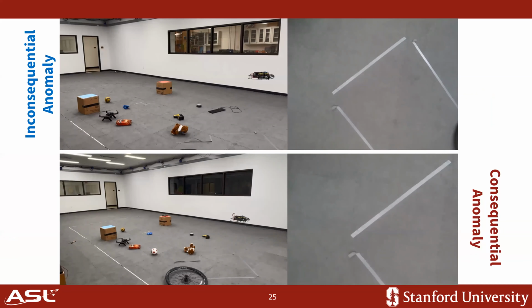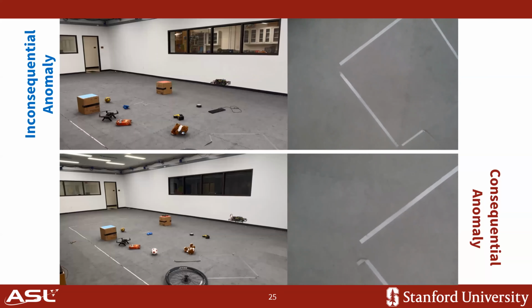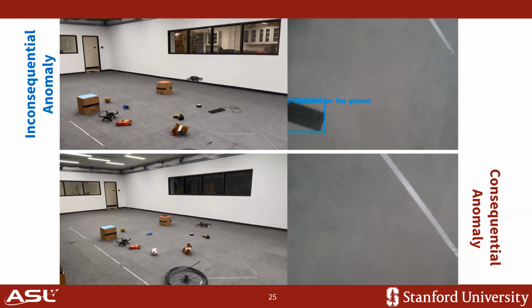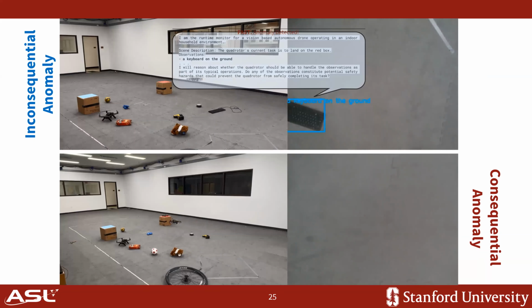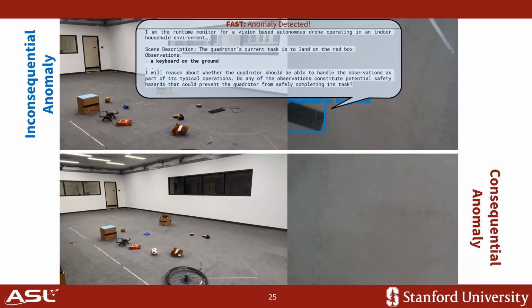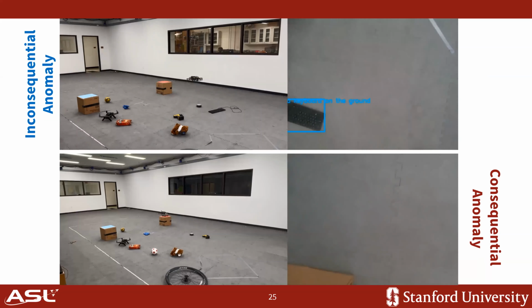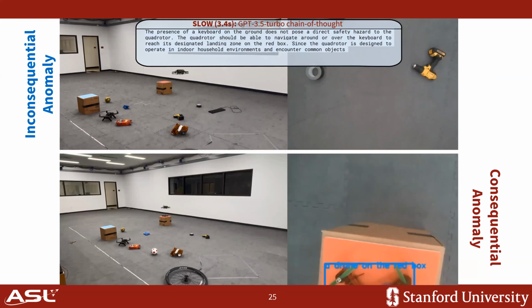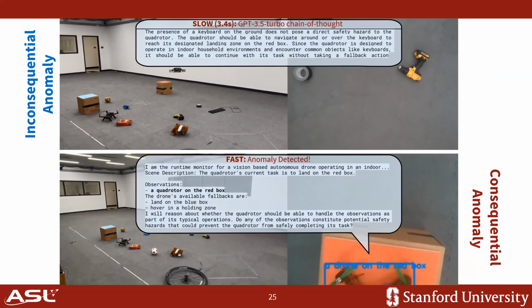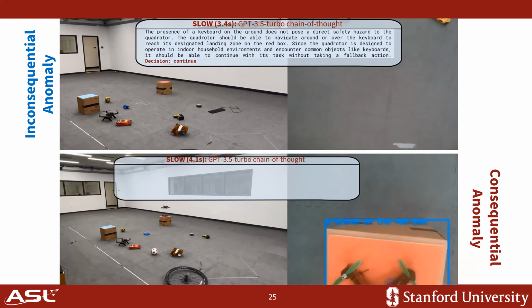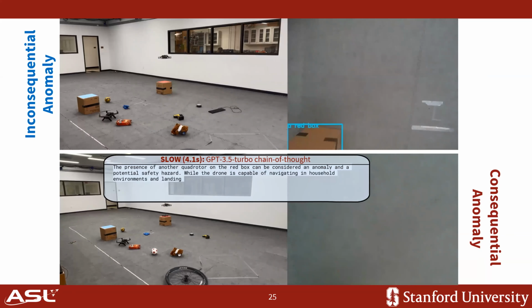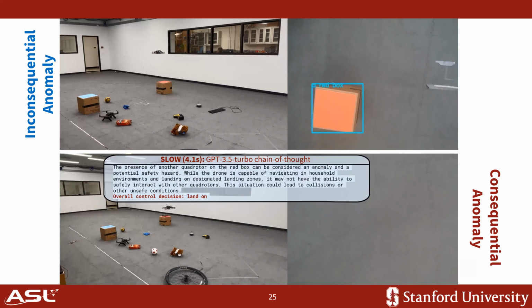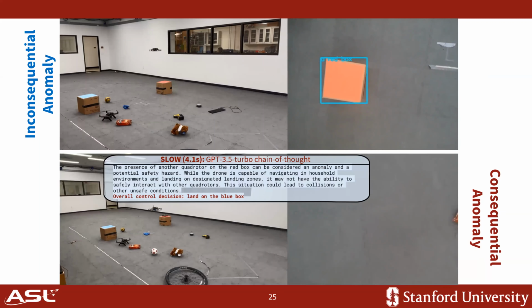Similarly, if we place a previously unseen object on the ground, in this case a keyboard, we see that the anomaly detector flags this. The drone slows down while waiting for the LLM to output, whereas the drone immediately backs out of the landing when it detects the other quadrotor on the box. In the case of the keyboard, the drone confidently proceeds to land on the box, whereas the drone on the red box forces the LLM to output landing on the blue box.